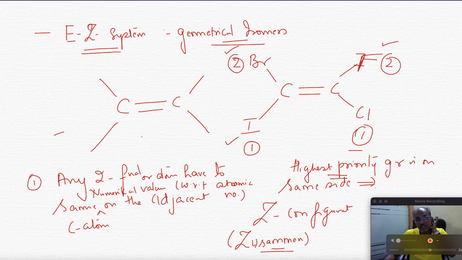E and Z system of nomenclature is with respect to geometrical isomers only. Any two functional groups which are attached to the two adjacent carbon atoms, if the numerical values of the functional groups are on the same side with respect to their atomic number, and the highest priority group is on the same side, then it is known as Z configuration. Similarly, if the highest priority group is on the opposite sides, it is not Z.